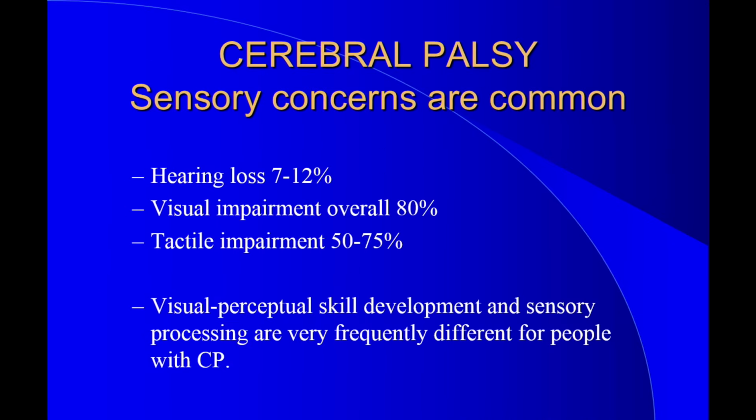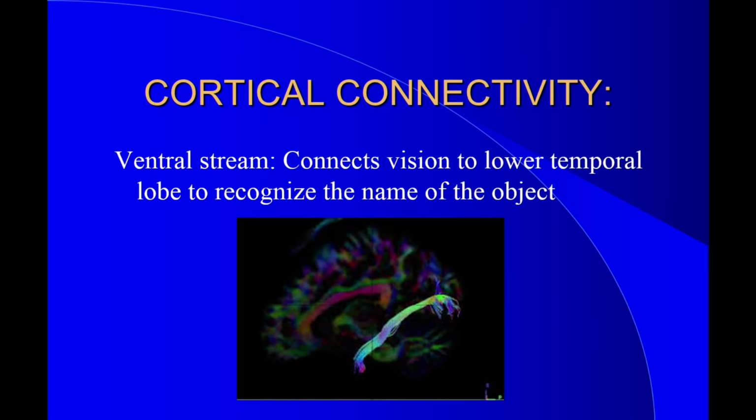And if we look at people with cerebral palsy, do they have sensory problems? Hearing loss, a little less involved, but visual impairments and kind of body sense, tactile impairments, extremely common. Generally, people with CP do have visual and body sense impairments. So visual perceptual skill development and sensory processing are frequently very different for people with cerebral palsy.